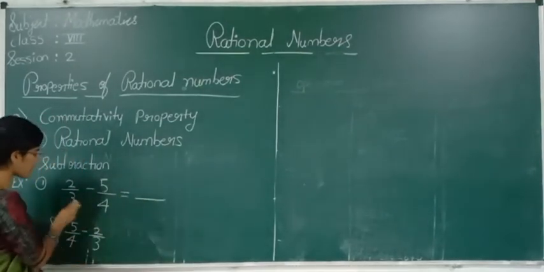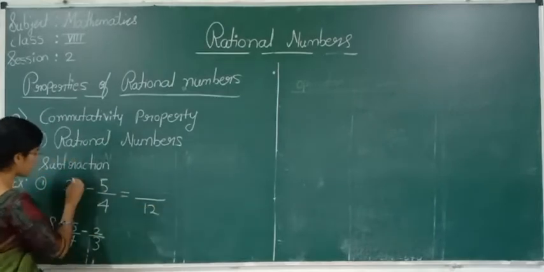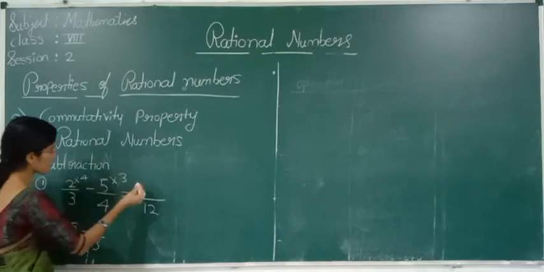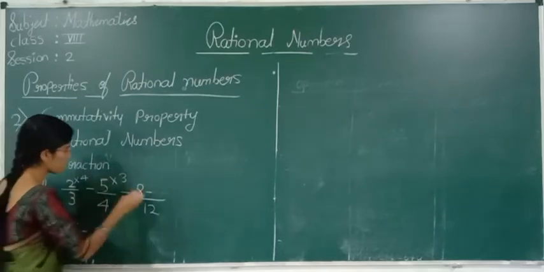Now see here, the LCM of 3 and 4 is 12. 3 4s are 12, 4 3s are 12. 4 2s are 8, 5 3s are 15.